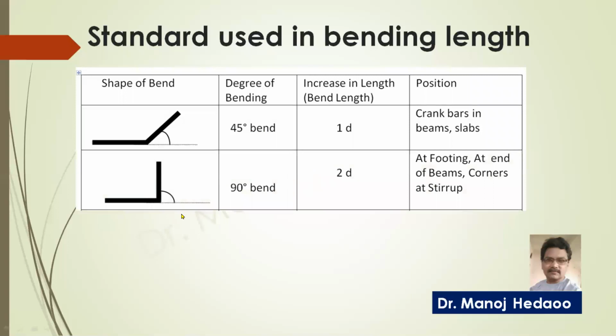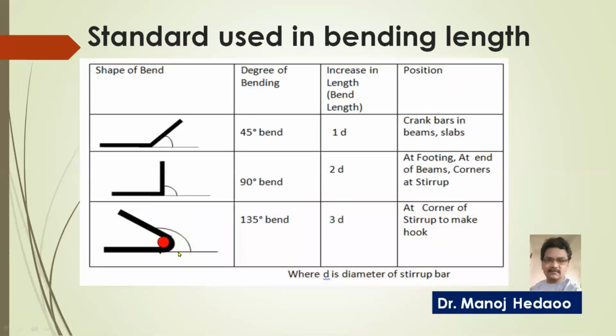Then second, when the bend is at 90 degree. So here you can see from the figure, the bending is at 90 degree. In this case, increase in length, that is bend length, is considered as twice D or 2D. Now where these bends are provided: at footing, at end of beams, at corners of stirrups.